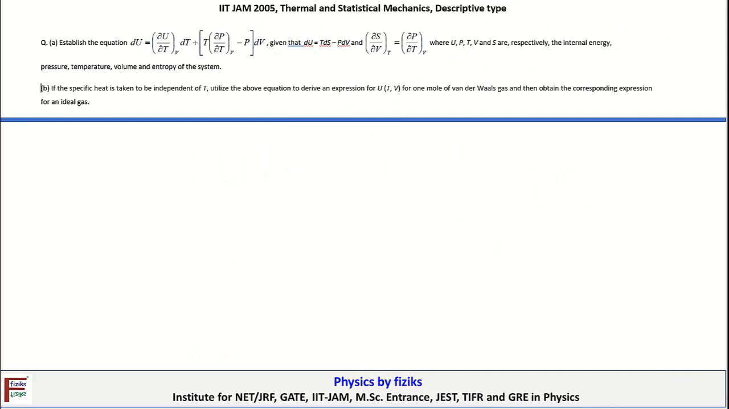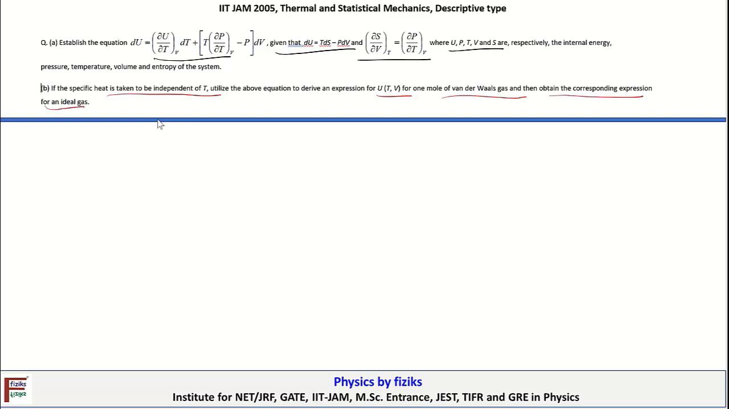Let's take a look at the next question. The statement is: establish the equation dU equals (dU/dT) at constant volume dT plus [T (dP/dT) minus P] dV. Given that dU equals TdS minus PdV, and one of the Maxwell relations, that (dS/dV) equals (dP/dT), where all these parameters U, P, T, V and S have their usual meaning. Further, if the specific heat is taken to be independent of T, then utilize the above equation to derive an expression for U(T,V) for 1 mole of a van der Waals gas and then obtain the corresponding expression for the ideal gas.